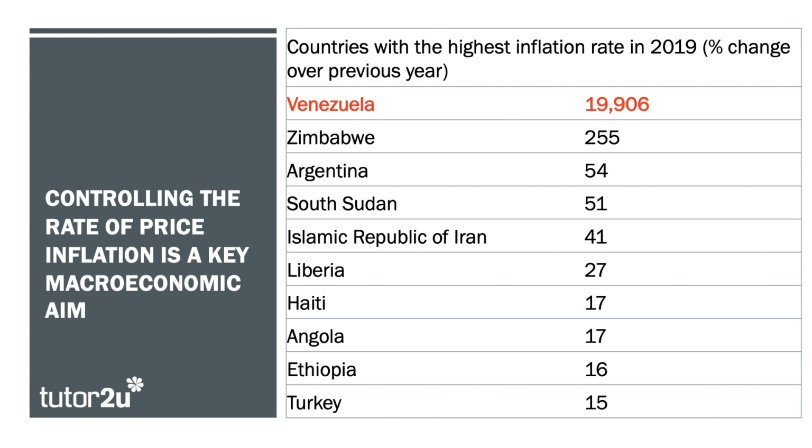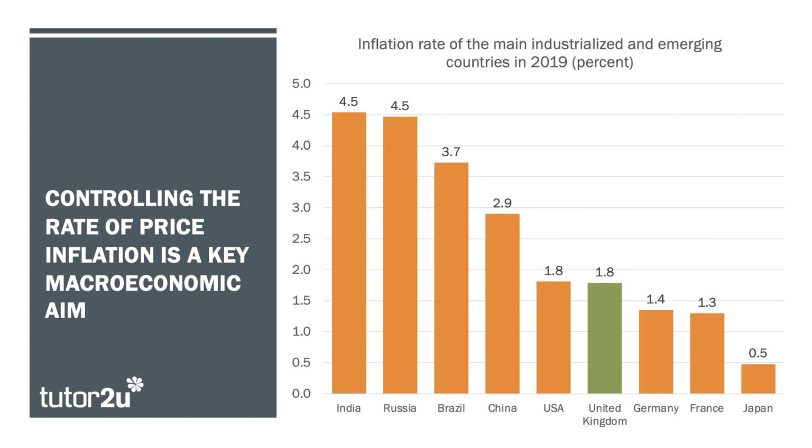Zimbabwe second, but notice here quite a few countries have a rate of inflation well in excess of 10% per year, including countries such as Ethiopia and Turkey. Now these are the inflation rates last year for the main industrialized, advanced and emerging countries: India, Brazil, China, etc. And you can see that countries like India and Russia tend to have relatively high inflation compared to, for example, the United Kingdom, USA and Germany, where inflation tends to be at or around 2%. So prices aren't rising very quickly at all.